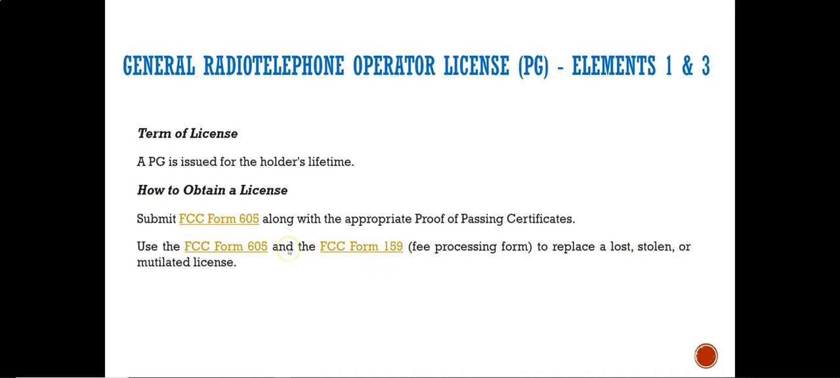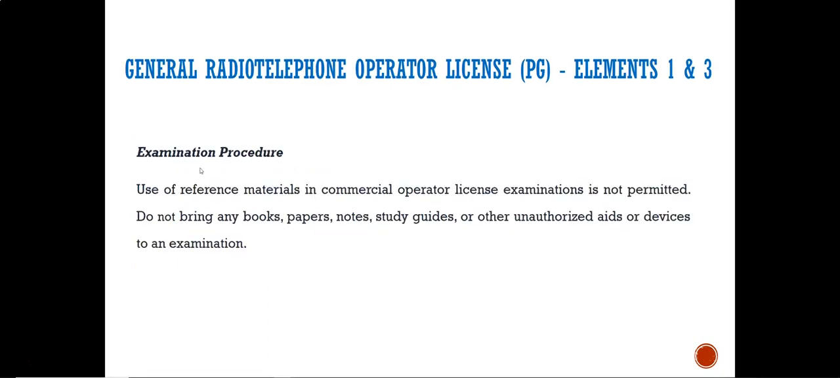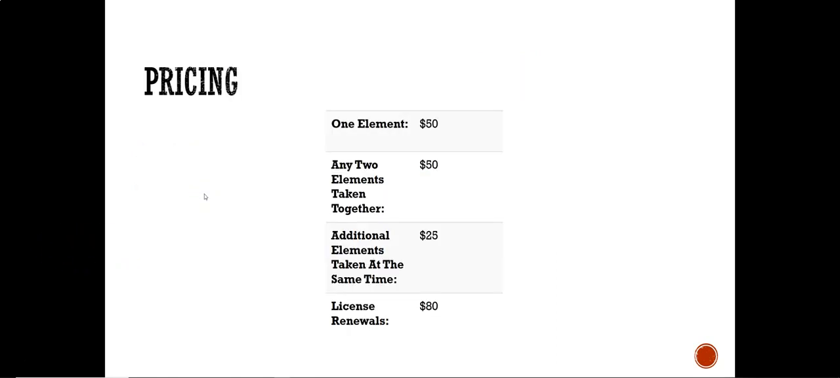Many commercial operator license examination managers file these documents for applicants who test with them. So you can ask your examination manager if they provide this type of service. Next we have the examination procedure. Use of any reference materials in a commercial operator license examination is not permitted. So you should not bring any books, papers, notes, study guides or any other unauthorized aids or devices to an examination.